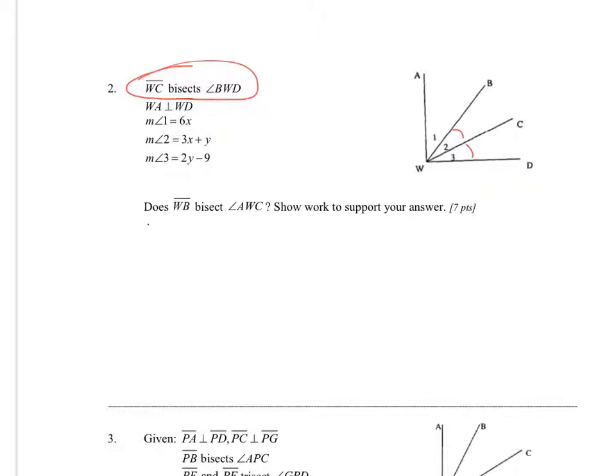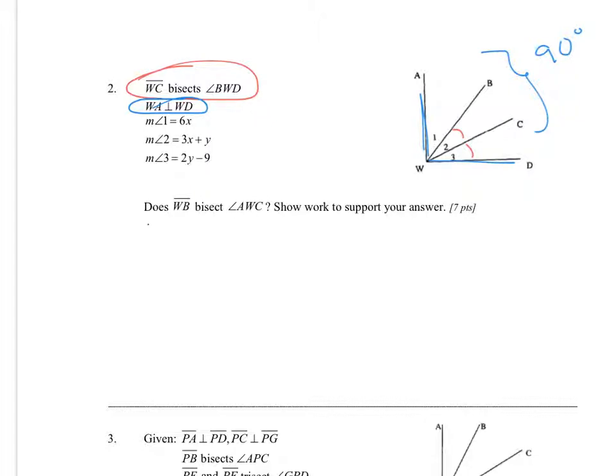We are also told that WA is perpendicular to WD. So this whole thing all together, if they're perpendicular, it's a right angle. Therefore, if it's a right angle, it's 90 degrees. All right, so we're going to use those two pieces of information to write a system of equations. Note that when we have x's and y's, a little light bulb should go off in our head that we're looking for a system of equations.